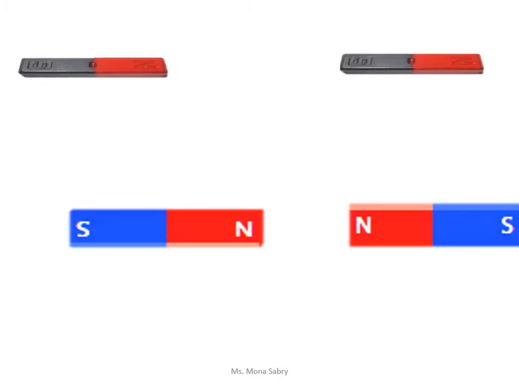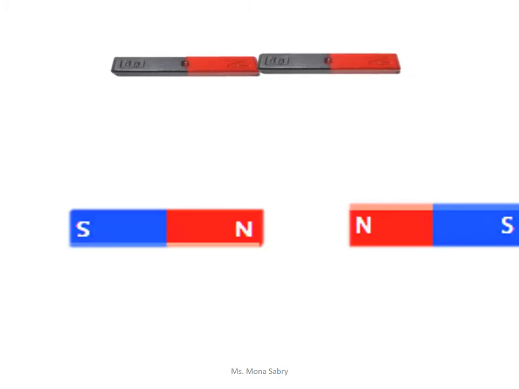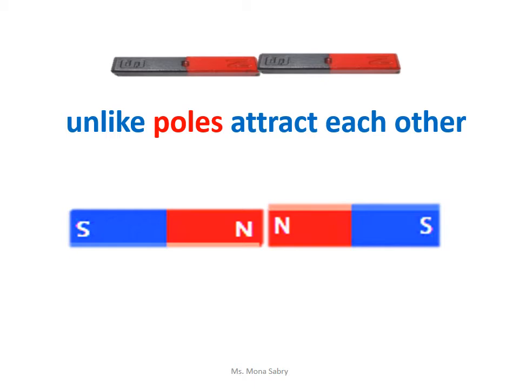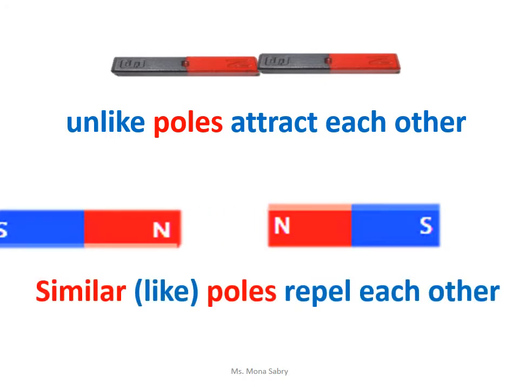When you approach the north pole of a magnet to the south pole of another magnet, they attract each other because they are unlike poles. When you approach a north pole to the north pole of another magnet, they repel each other because they are like poles or similar poles.